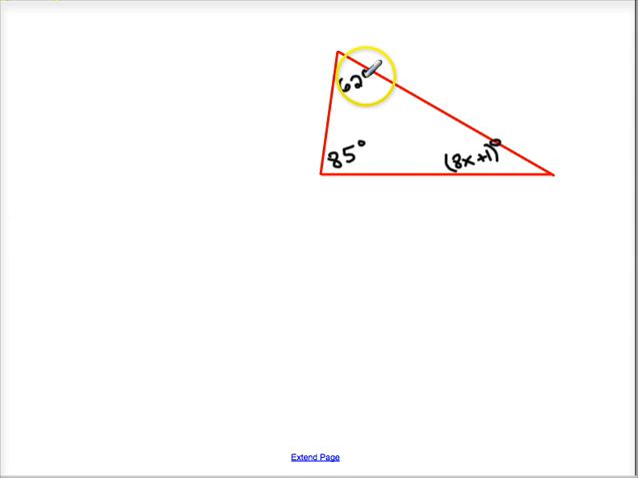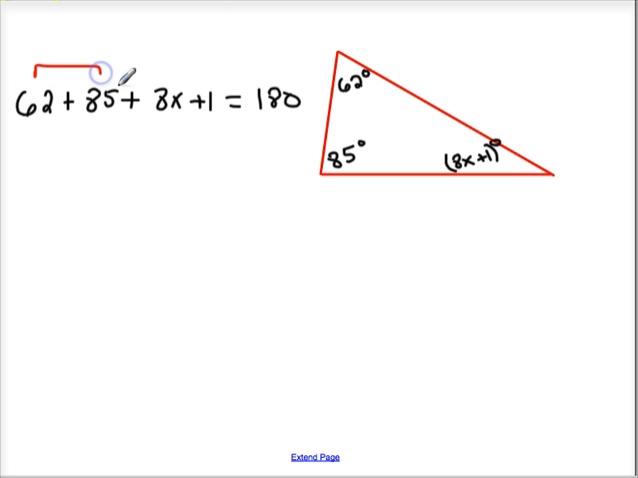Another triangle, my three angles, 62 degrees, 85 degrees, and my last angle, 8x plus 1 degrees. So let's start with an equation. We have 62 plus 85 plus my third angle, which is 8x plus 1, all should total 180 degrees. At this point we could add 62 plus 85 plus 1, and should get an answer of 148 plus 8x equals 180.